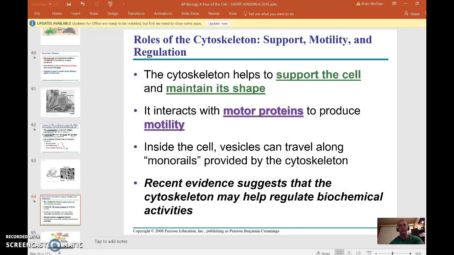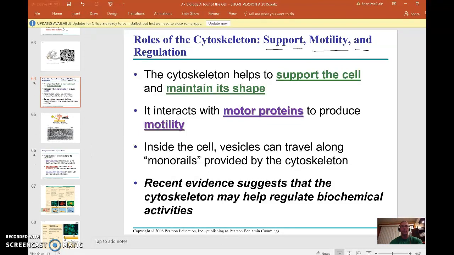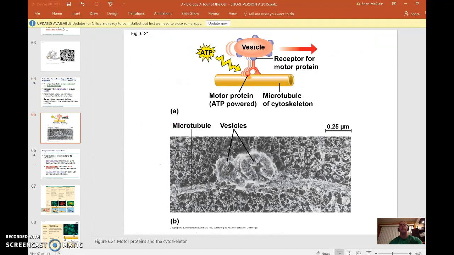Okay, so as we move into the overall jobs and the roles, we can see that there's three big things listed here: support, motility, and overall regulation. And we're going to see how each of those different structures is going to allow us to work together to support these different objectives. So the first one that we look at is how we move things within a particular cell. And we mentioned before the concept of almost like a monorail type of setup.